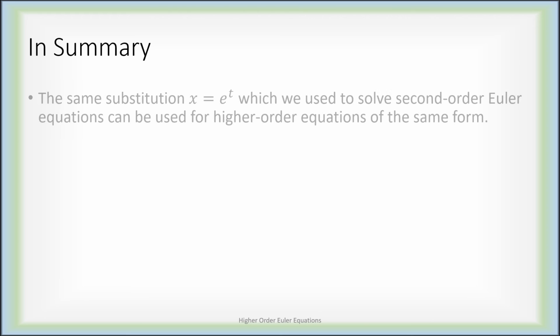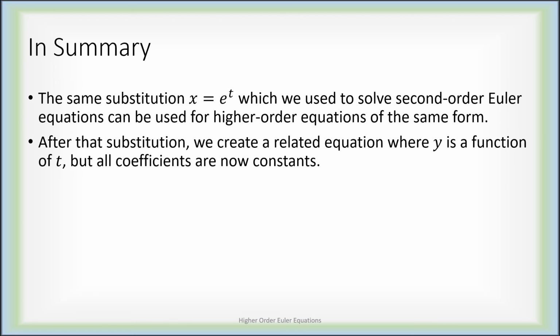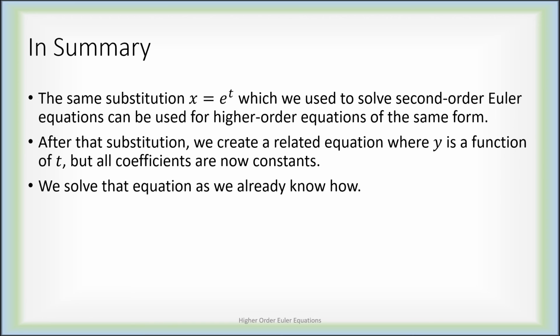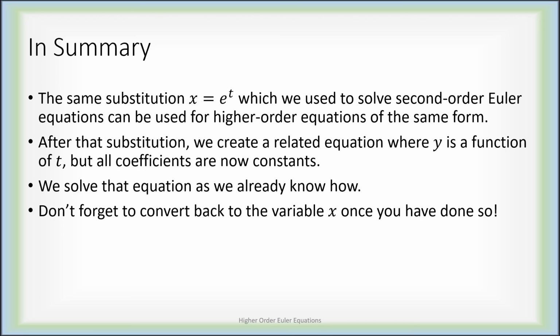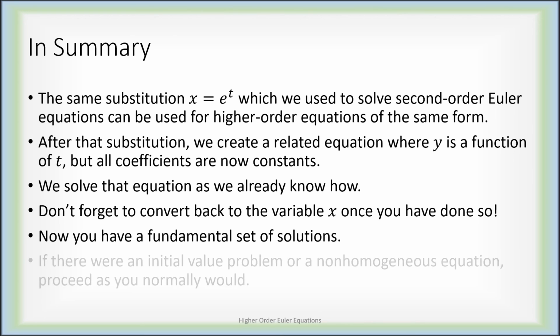All in all, what did we discuss? The same substitution x equals e to the t, which was used to solve second-order Euler equations, can also be used to solve higher-order equations of the same form. After performing that substitution, you get a related differential equation in t, but all the coefficients are now constants. We know how to solve higher-order constant coefficients differential equations, so do that. You'll now have a fundamental set of solutions in terms of the variable t, but convert back to the variable x that you started with.